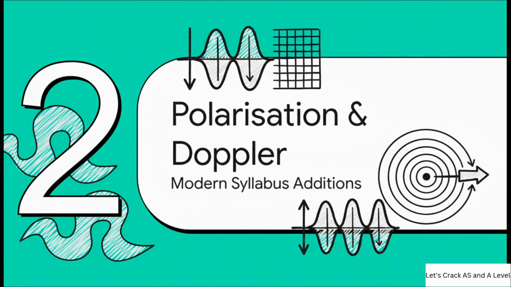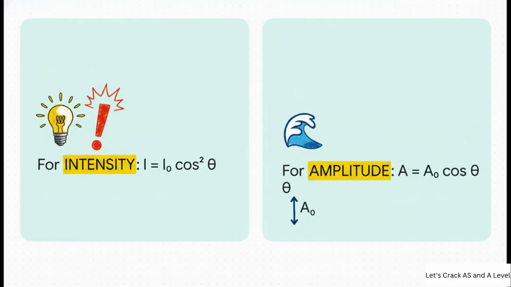Now let's move on to two really key applications that have become super popular in recent exams: polarization and the Doppler effect. And here is another major trap. Malus's law itself is pretty straightforward, but you have to read the question so carefully. If they ask for the new intensity, you use the formula with the cosine squared. But if they ask for the new amplitude, it's just cosine. They look so similar, but they give you totally different answers.